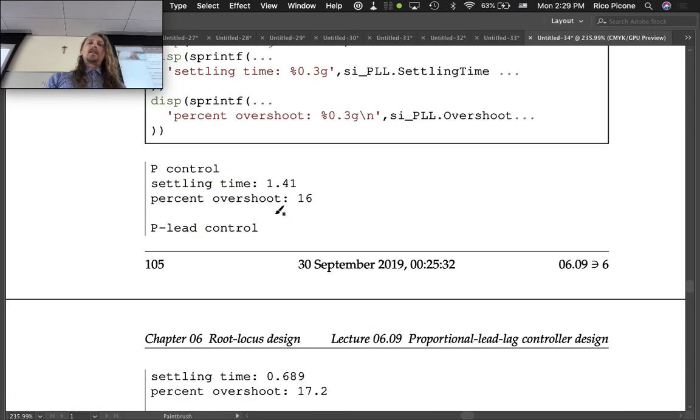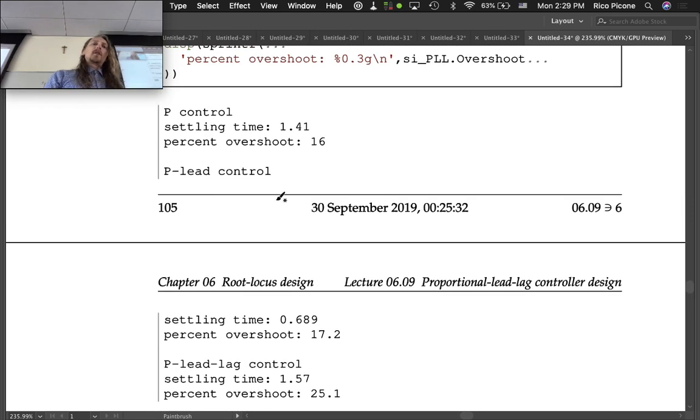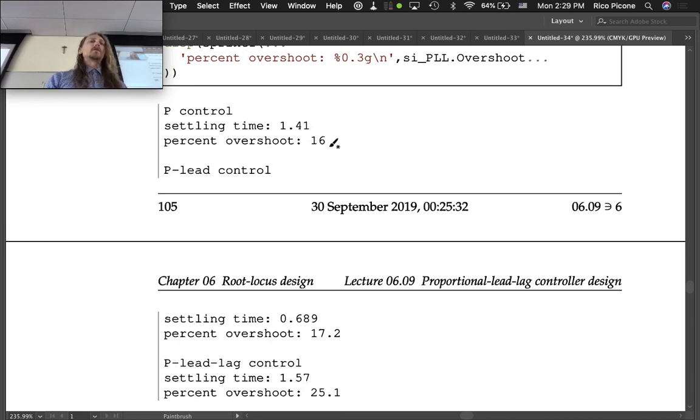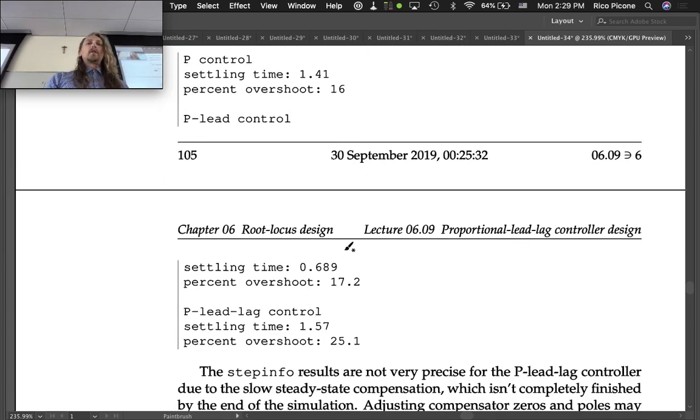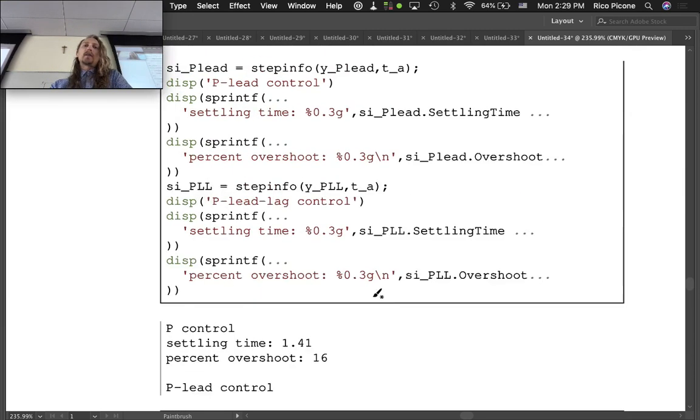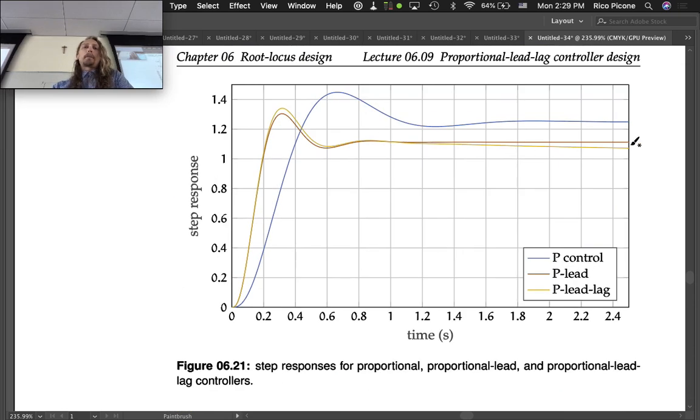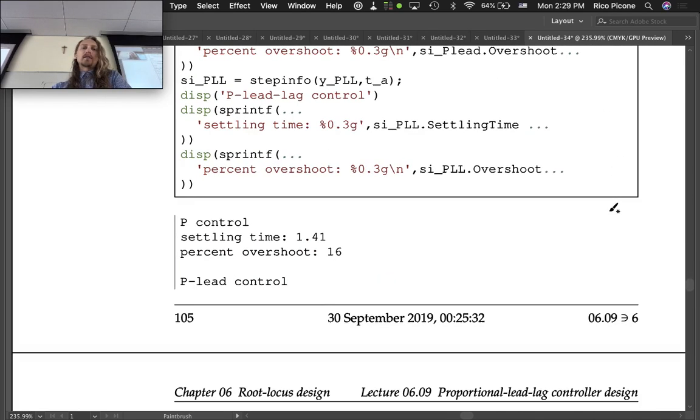And so let's look at using step info. With P control, the settling time was supposed to be 0.7. Clearly, we're not there. Percent overshoot 16, that's actually good. We were able to meet the percent overshoot requirement. The lead control, settling time 0.69, so that's good, close to 0.7. And the percent overshoot 17, so that's good, but the steady state response is not met, right? Because steady state is still 11%. We need it to be less than 3%.